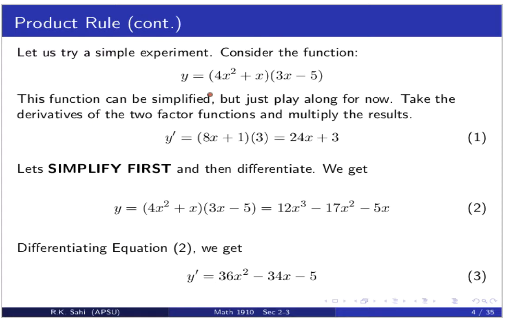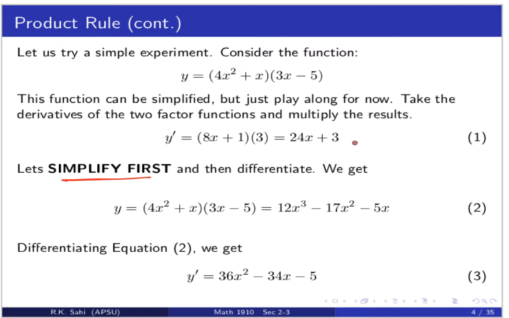But now let's actually simplify the function which is given, and then differentiate. So y equals 4x squared plus x times 3x minus 5. When you do the math, you get 12x cubed minus 17x squared minus 5x. So this is the original function when we literally simplified it. And when we differentiate this equation, we get 36x squared minus 34x minus 5.